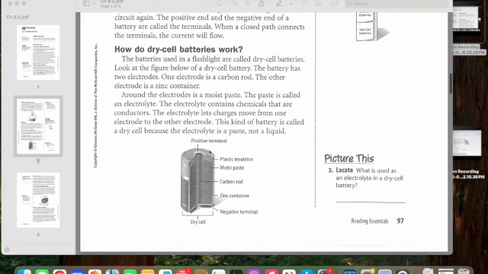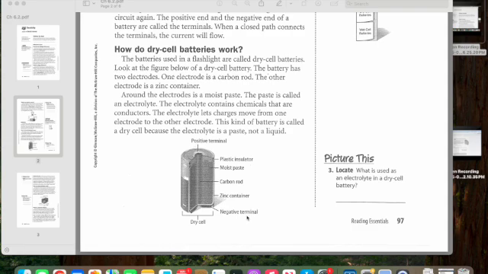So on to how do dry cell batteries work? The batteries used in a flashlight are called dry cell batteries. Look at the figure below of a dry cell battery. The battery has two electrodes. One electrode is a carbon rod, the other is a zinc container.